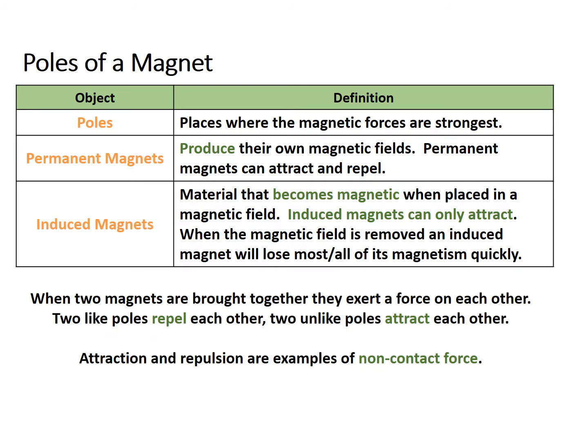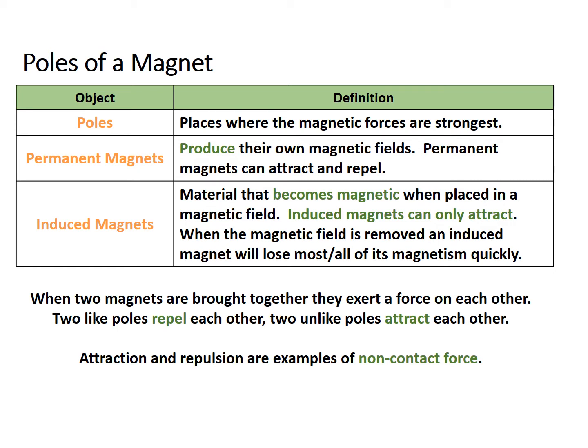So we start with the poles of the magnet and types of magnet. So the poles are where the magnetic field is strongest. There are two poles in all magnets. There is the north pole and there's the south pole. They both are opposites, and the way that they interact with each other we'll cover in a moment.